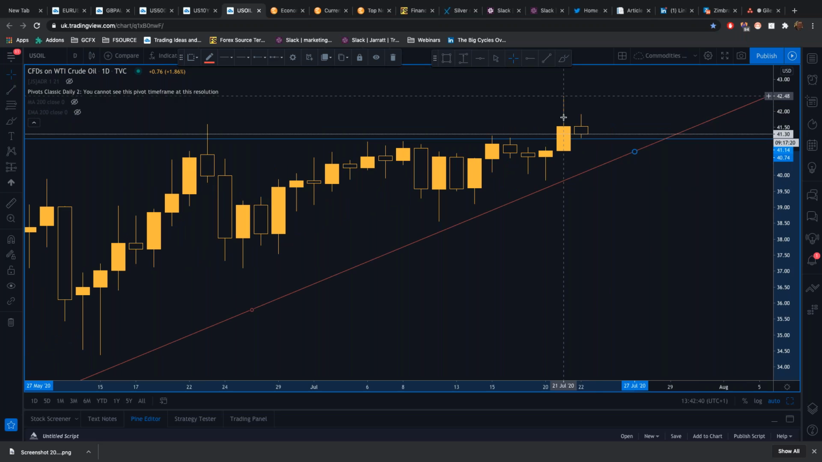Now, last night the private inventory data showed a surprise build. There was an increase of 7.54 million barrels per day. Extra oil was in the market. As a result, we do see a little bit of weakening in oil prices. Now, we have the private inventory data due out shortly.